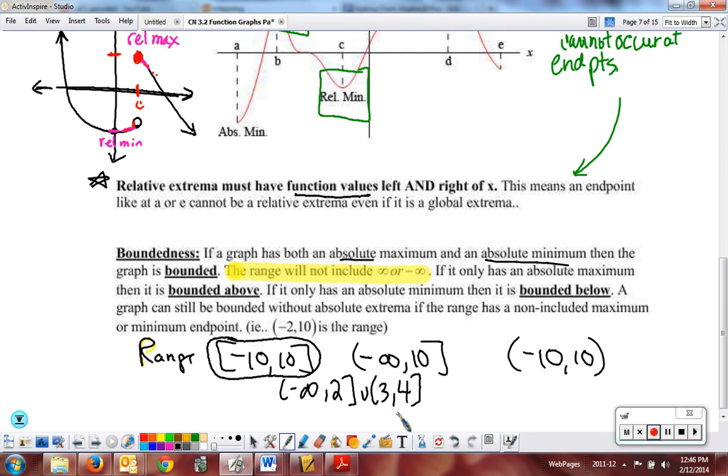And then if I have something that has negative infinity to 2, union 5 to infinity, if that was the range, what would you call that one? Unbounded, because the ends managed to make it to infinity and negative infinity. So that's our boundedness.